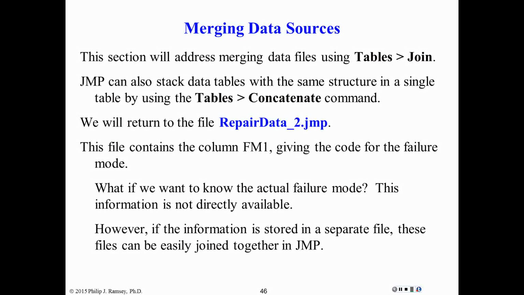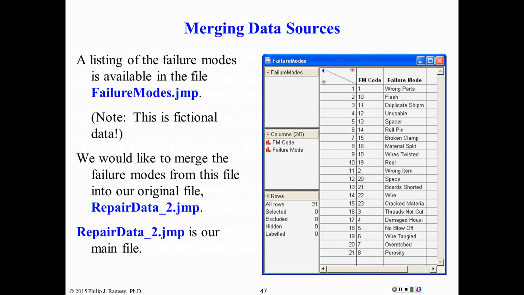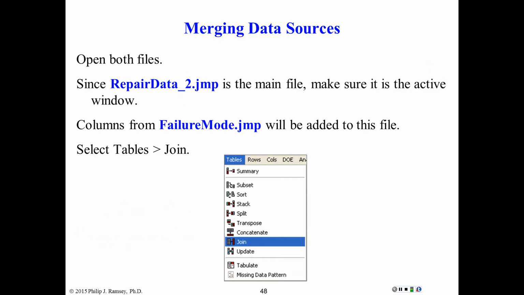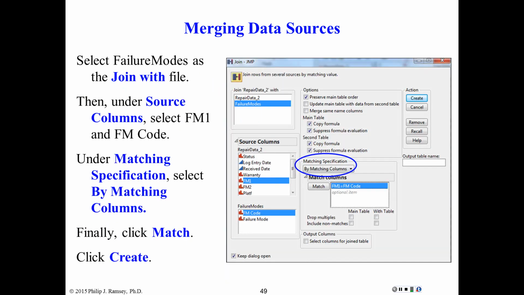Okay, and I'm going to illustrate this using a data table. You saw the repair data. The repair data itself has a column that says failure mode code, but it's a number. It doesn't tell you exactly what failure modes are. Well, there's another data table that contains the actual identities or descriptions of these items. So what I'd like to do is join the two tables together. This is actually quite easy to do in JMP.